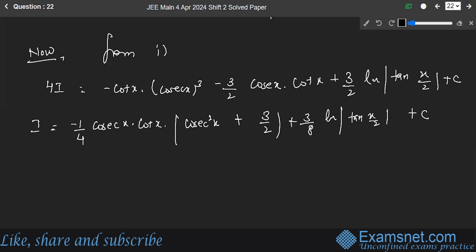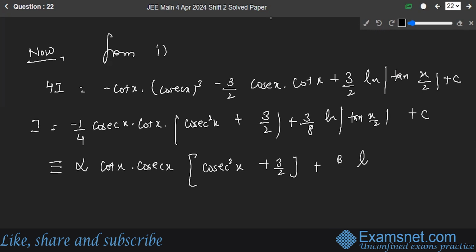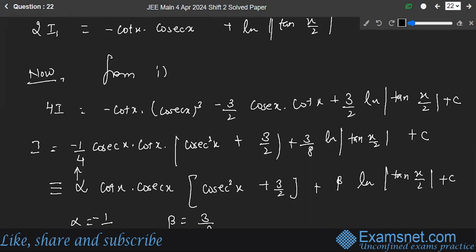It was given to you in the question that this is equivalent to alpha cotangent x into cosecant x into cosecant square x plus 3 by 2, plus beta natural log tangent x by 2 plus c. So from here you see that alpha is equal to minus 1 by 4, and beta, this was your beta, is equal to 3 by 8. Correct. What you had to find out was 8 into alpha plus beta.